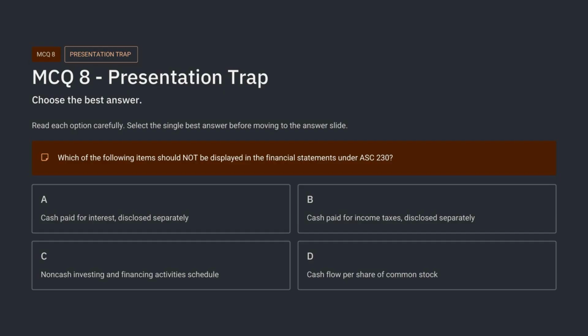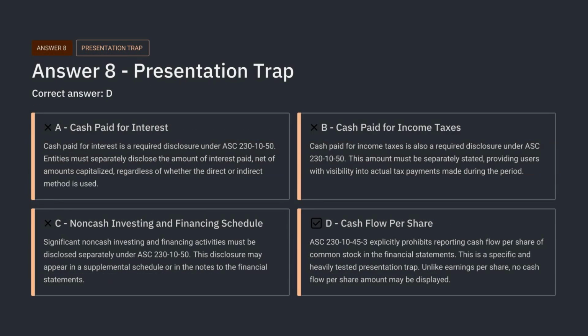Read that wording carefully. Three options relate to required or acceptable disclosures. One is specifically prohibited. Choose the item that ASC 230 does not allow to be displayed in the financial statements. The correct answer is D. Cash flow per share. ASC 230 prohibits reporting cash flow per share of common stock in the financial statements.